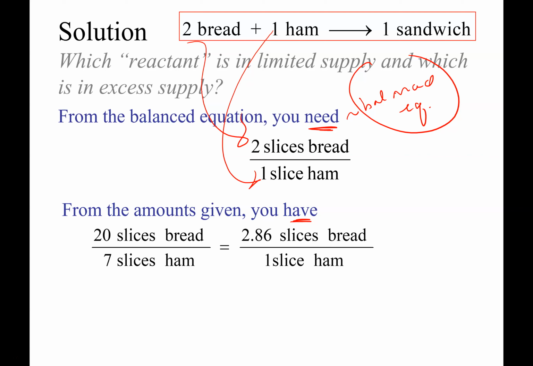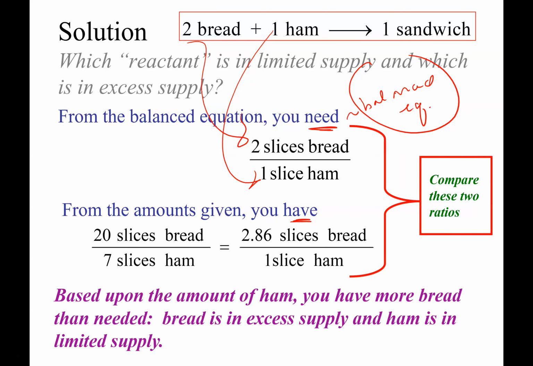So what I have is 2.86 slices of bread for 1 slice of ham. What I need, and I kind of tease, I kind of chant it back and forth: this is what I have. What I need is 2 slices of bread for every 1 slice of ham. I have 2.86 slices of bread for every 1 slice of ham. So do you see where I have more than I need with regard to the bread? That's it. So you compare those two, and like I said, I kind of go back and forth.